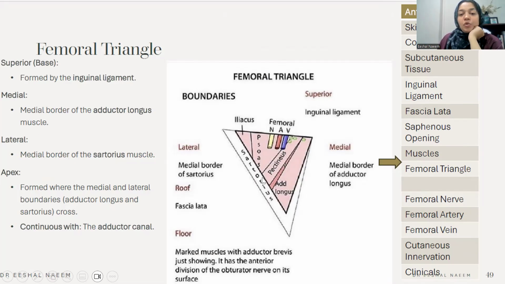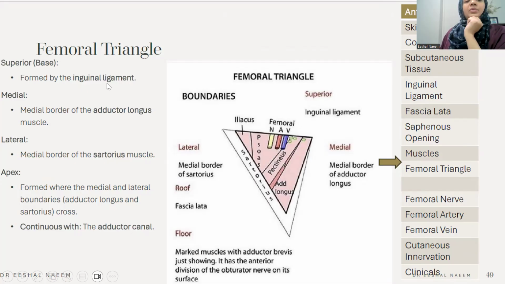And then the floor was made from the psoas major, pectineus, and adductor longus. Sorry, part of it. And the medial border was also made from the medial border of adductor longus. The floor was marked with adductor brevis. It has the anterior division of the obturator nerve on its surface. The superior area is the inguinal ligament. This is the femoral nerve, artery, and vein.